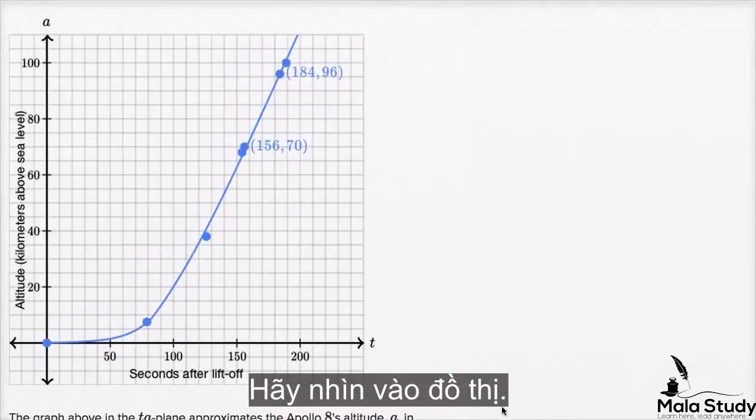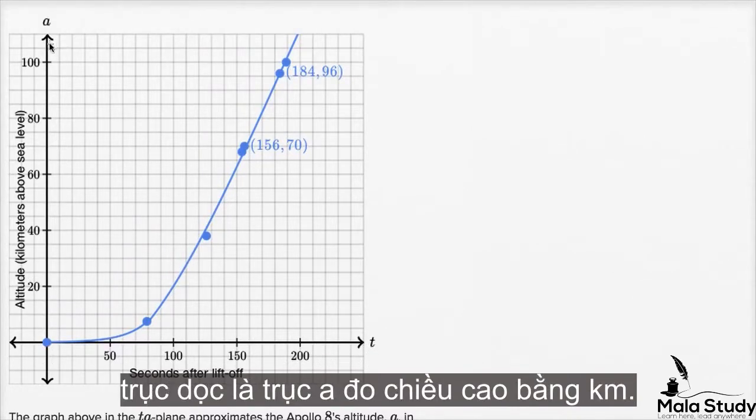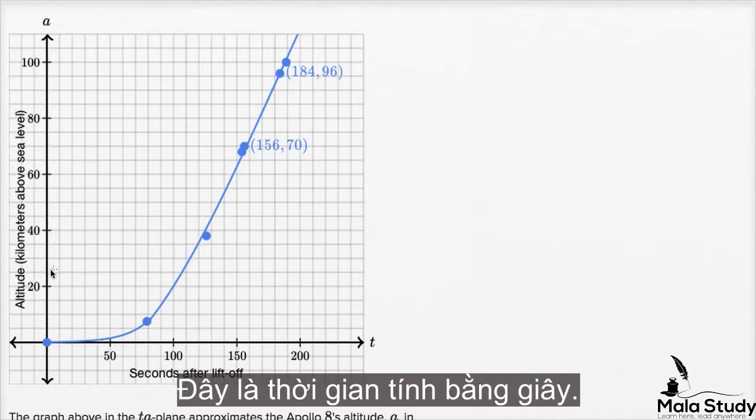All right, so let's look at this chart. They're calling it the TA plane because our horizontal axis is the t-axis, measuring time. Our vertical axis is the a-axis, measuring altitude in kilometers. This is time in seconds. This is altitude in kilometers.